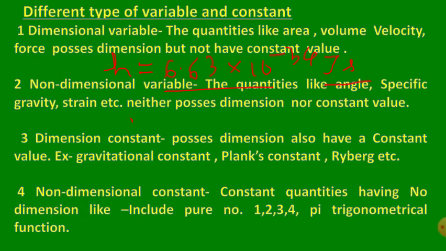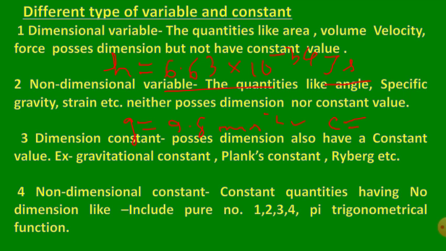For example, your acceleration due to gravity is equal to what? 9.8 meter per second square, right? So such is also what? Your dimensional constant. Like that of your velocity of light, it is expressed as c is equal to 3 into 10 to the power 8 meter per second. So such are the examples of some dimensional constants, okay?